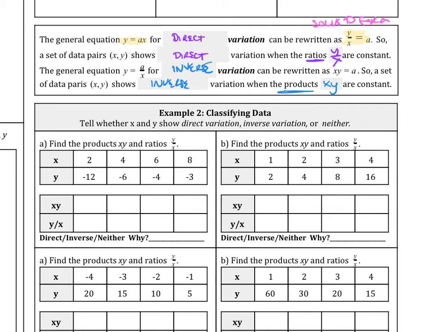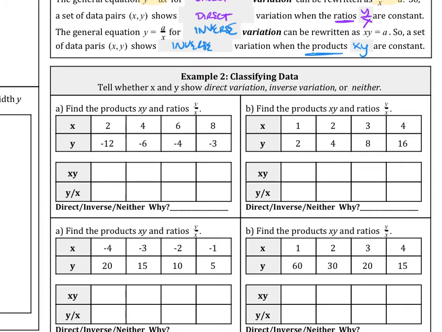So we're going to tell whether x and y show direct variation, inverse variation, or neither. There's a table here to help organize it for us. What we want to do is find the products of x and y and the ratios of y over x. When we find those answers, that's x times y equals a, and y over x equals a. So whatever's in these boxes is what a equals.